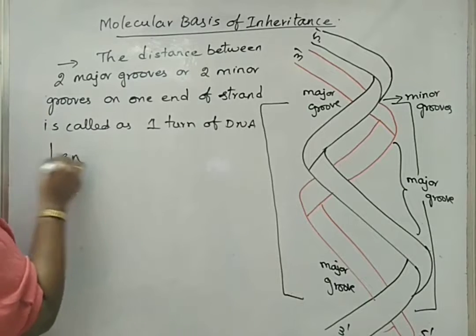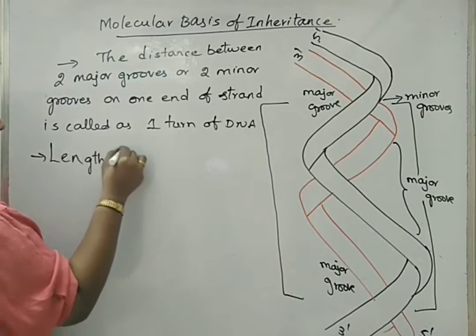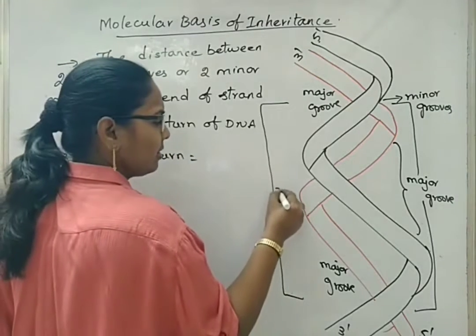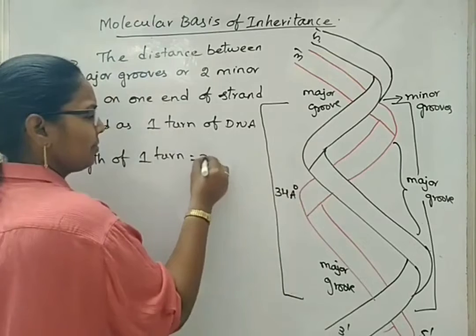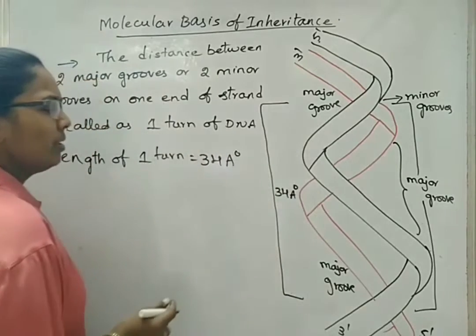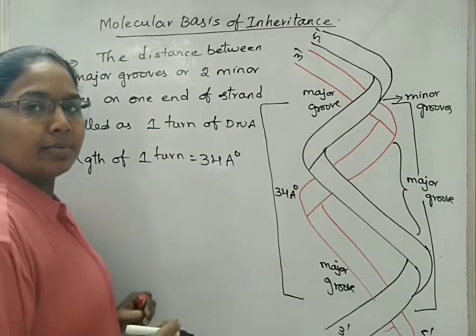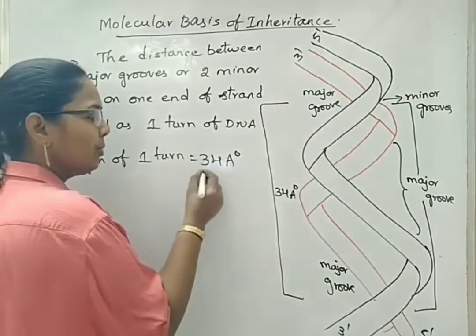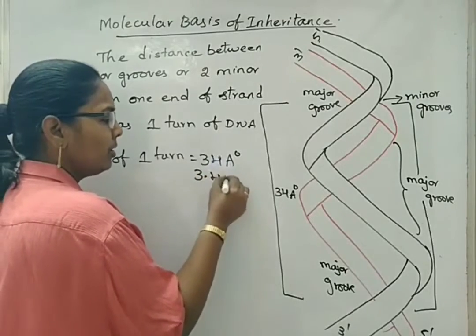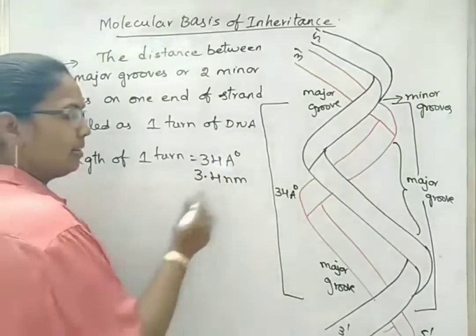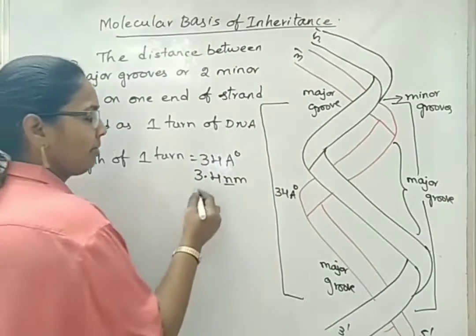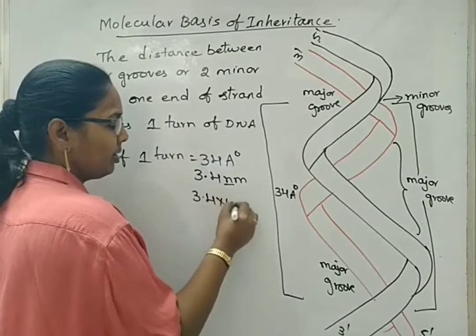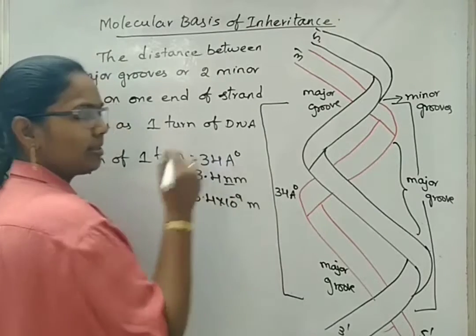Now, the length of one turn is considered as 34 angstroms. This 34 is in terms of angstroms. Then what is the number in terms of nanometers? That is 3.4 nanometers. Since nano means 10 power minus 9, in terms of meters it is 3.4 into 10 power minus 9 meters.